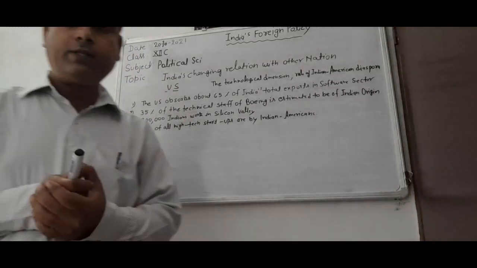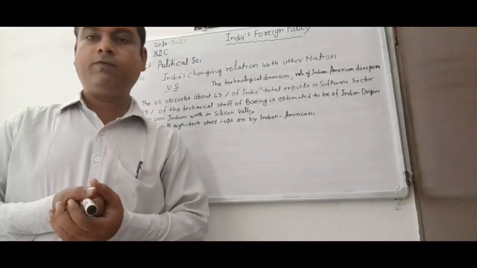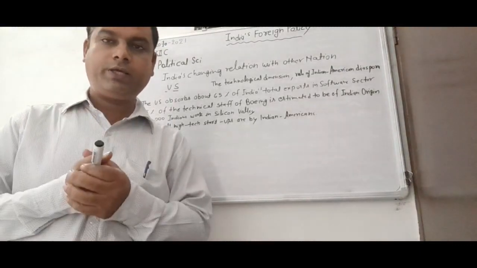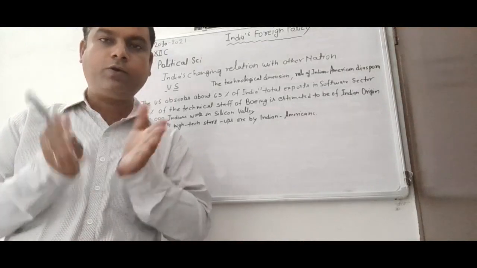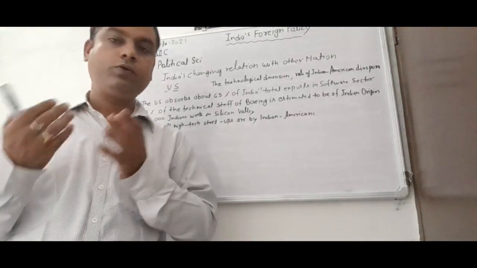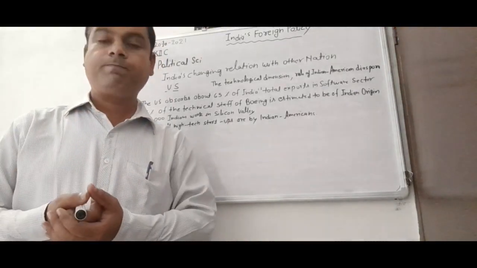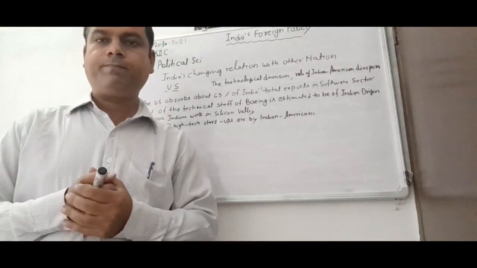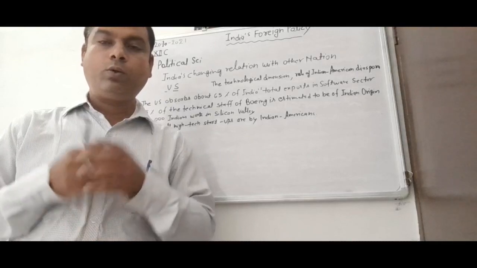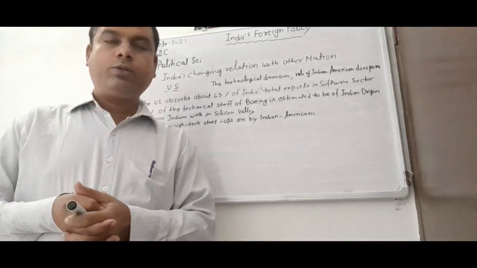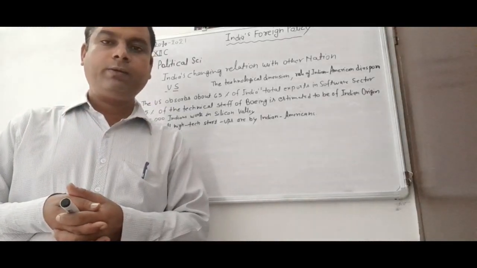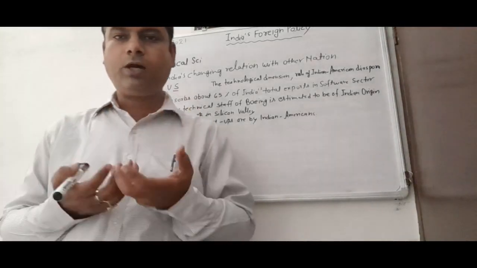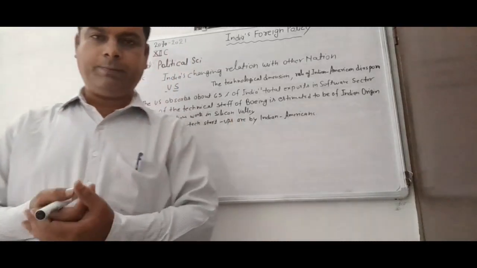You know, after the Second World War, in the era of the Cold War, India was a close partner of the USSR. But when the Cold War ended, India became friendless. We had no friend because the USSR had already collapsed.